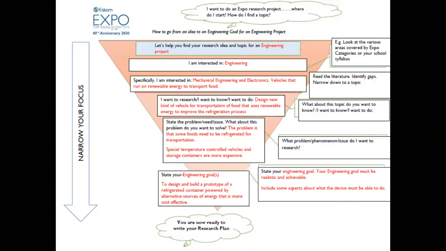So when I'm testing my refrigerated container, these are two aspects that I would need to test. I need to look at how cost effective it is. I need to compare the cost of my prototype to the current costs of refrigerated containers. And I would need to look at alternative sources. What are current vehicles running on, and how can my device use solar power, wind, hydro, and things like that, okay?